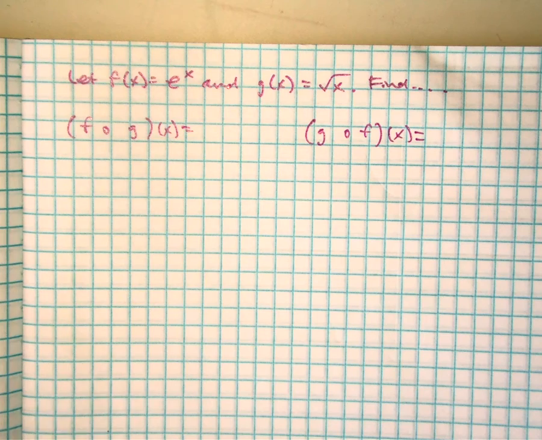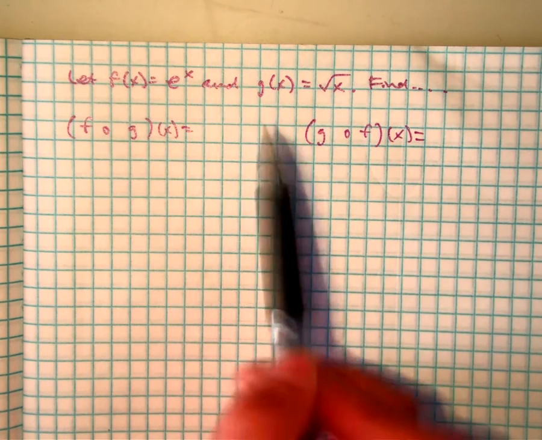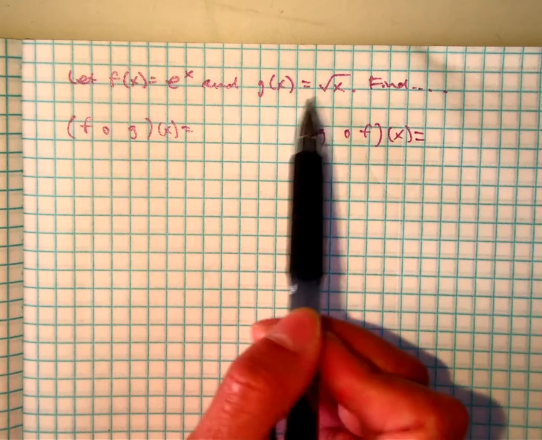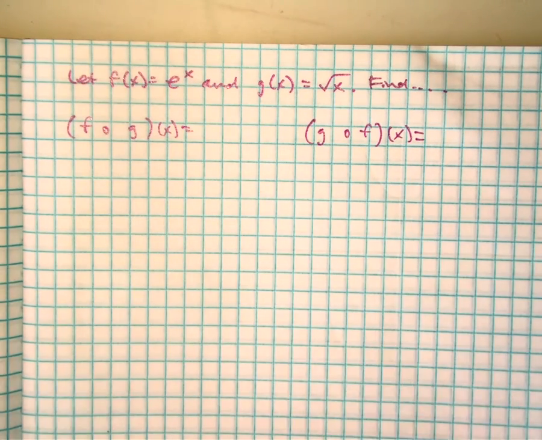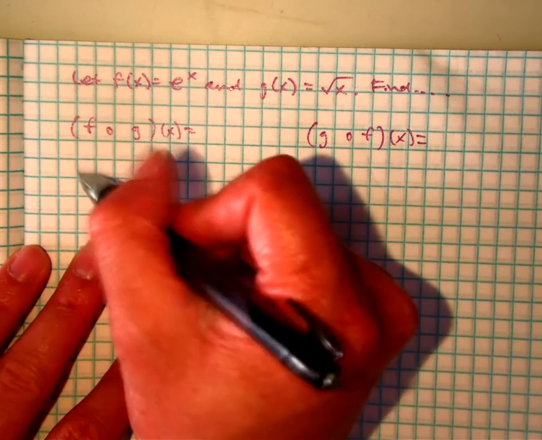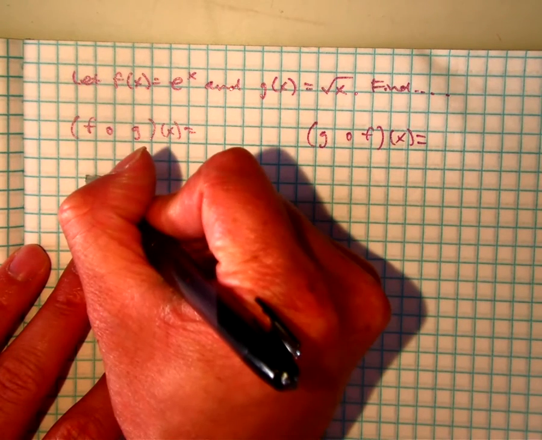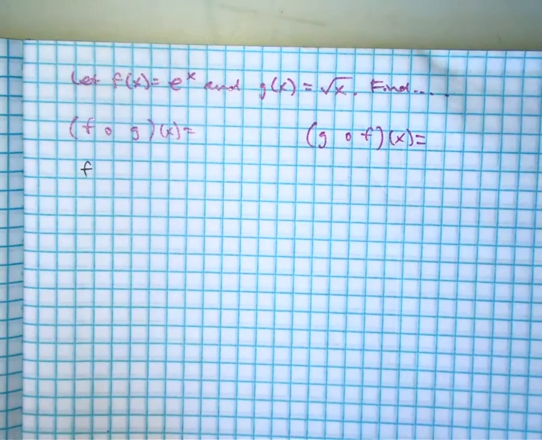Alright, and this problem tells us the function of f is e to the x power, and g of x is square root of x. Yesterday we learned the composition of functions, so let's rewrite this more in function notation. What letter goes on the outside? F or G? F goes on the outside.